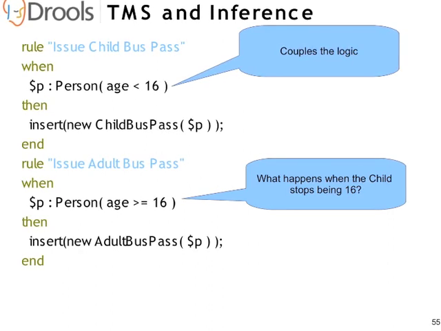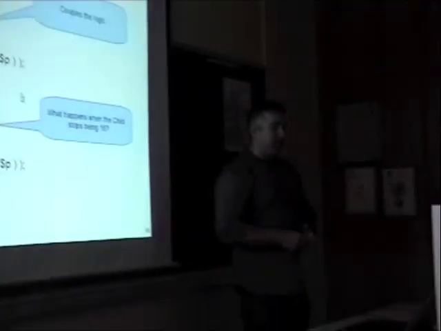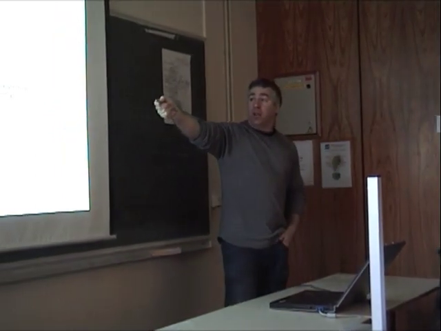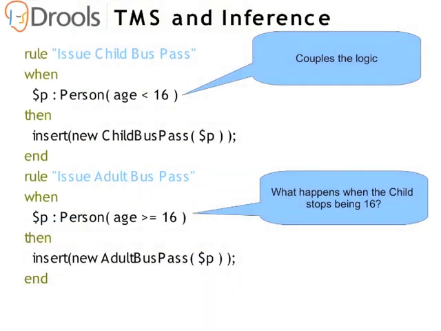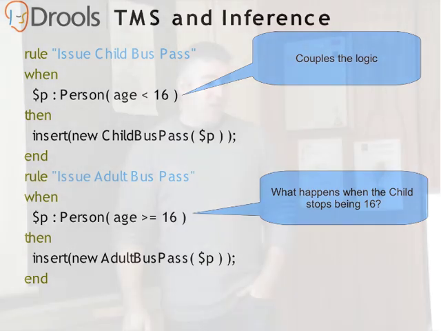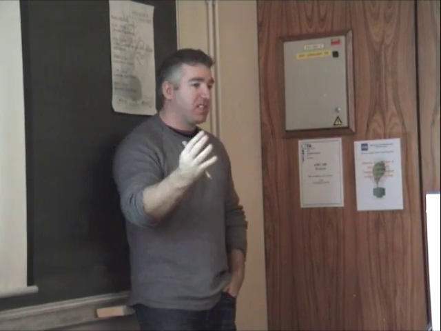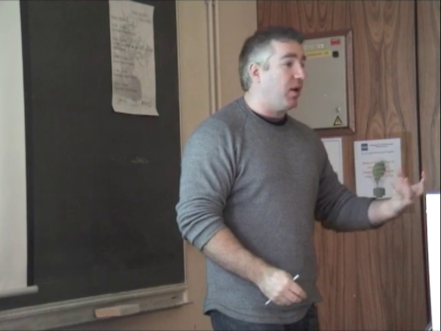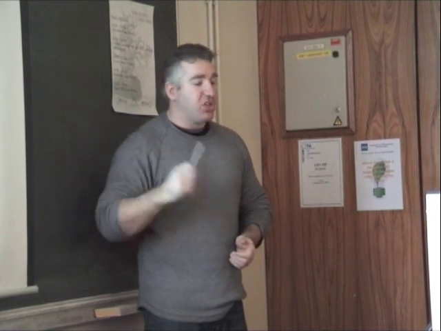So let's go through an example about issuing bus passes. Children have bus passes and adults have bus passes. So what we're saying here is that when I have a person whose age is under 16, create a child bus pass for them. When I have a person who is 16 or older, give them an adult bus pass. This couples the logic, because imagine I've got a company and the company is split in two. You have one department which chooses the policy, who is a child and who is not a child. And you have another department which issues the bus passes.